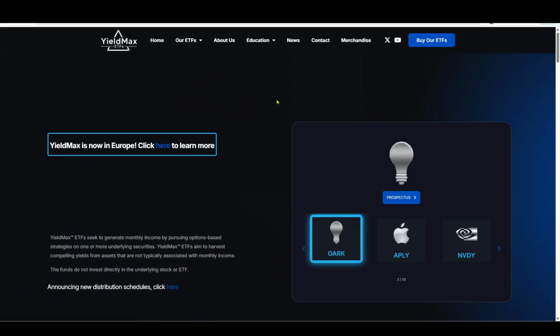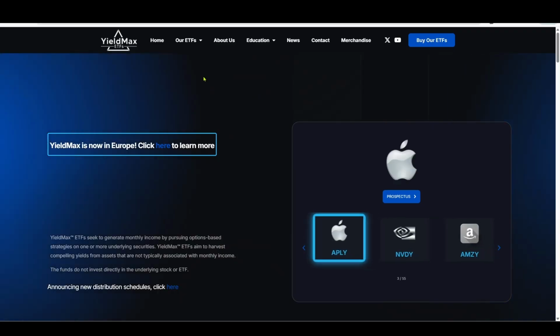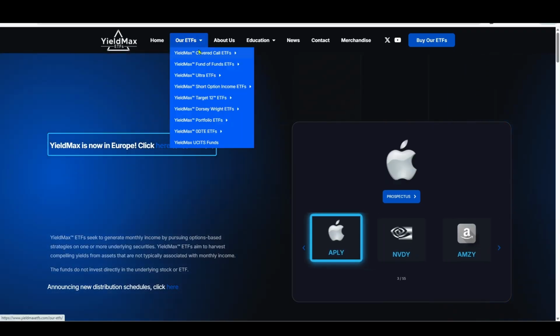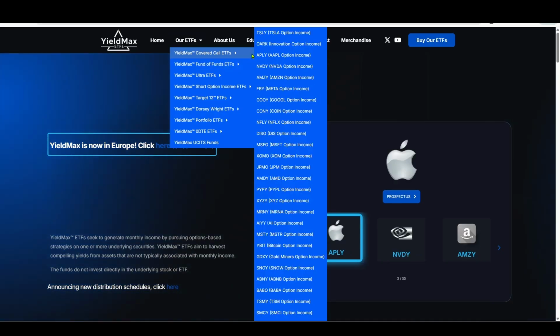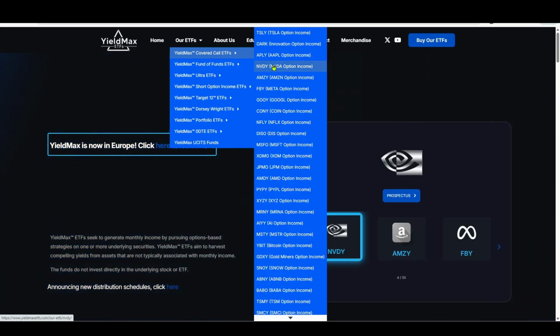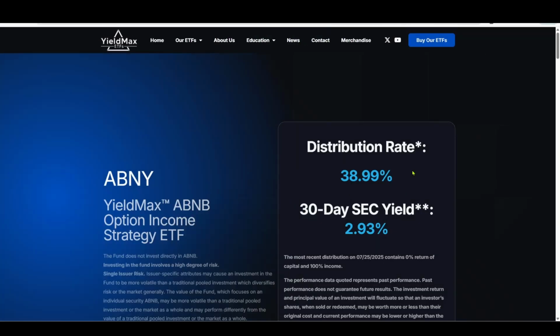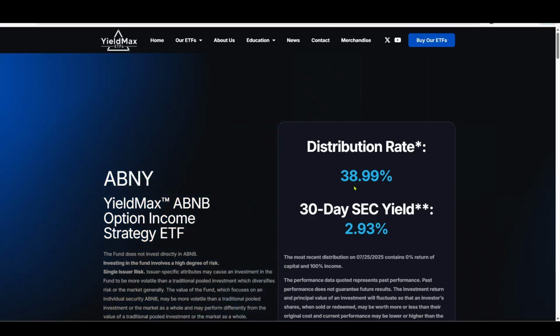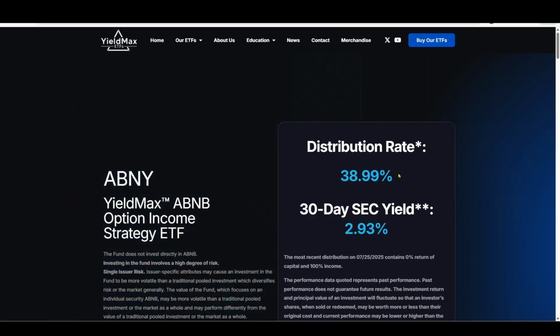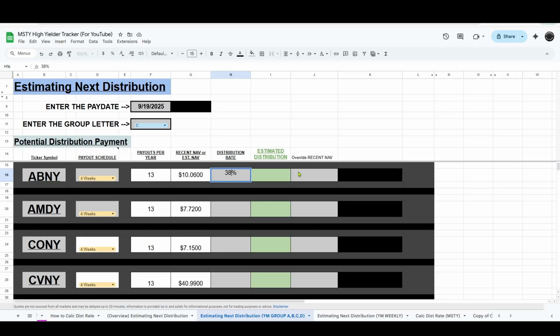So here we are on the YieldMax website. So the first thing we'll do is go to ABNY, and we'll do the little drop down for the covered calls right here. And we'll just look for ABNY. And you can see it's right here. We click it, and right there's the distribution rate. And it's 38.99. So we'll enter in 38.99 for the distribution rate.